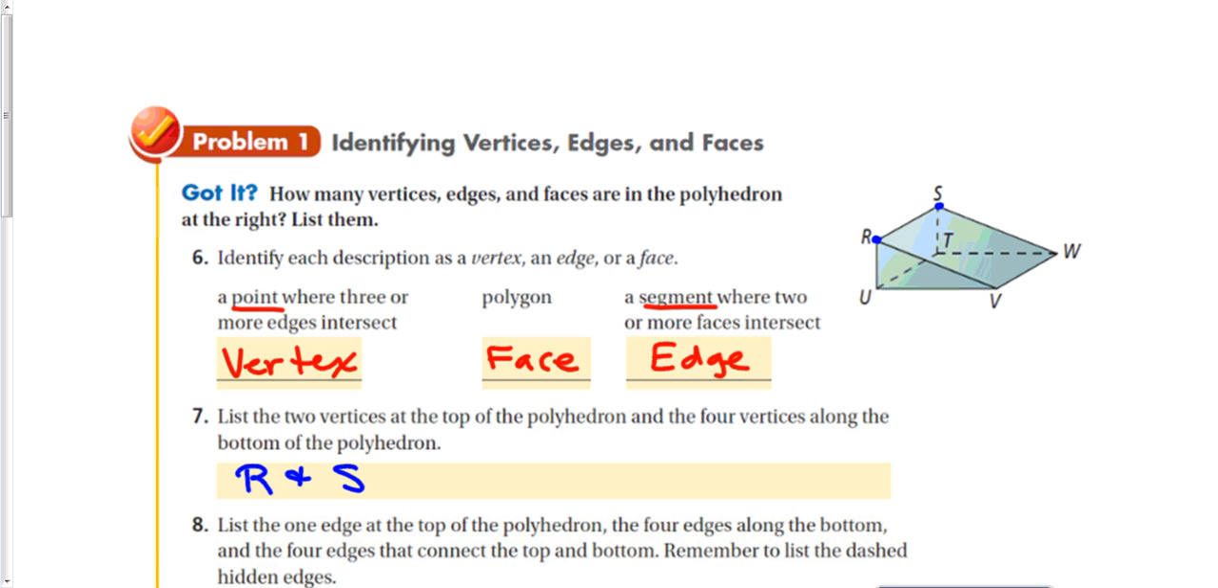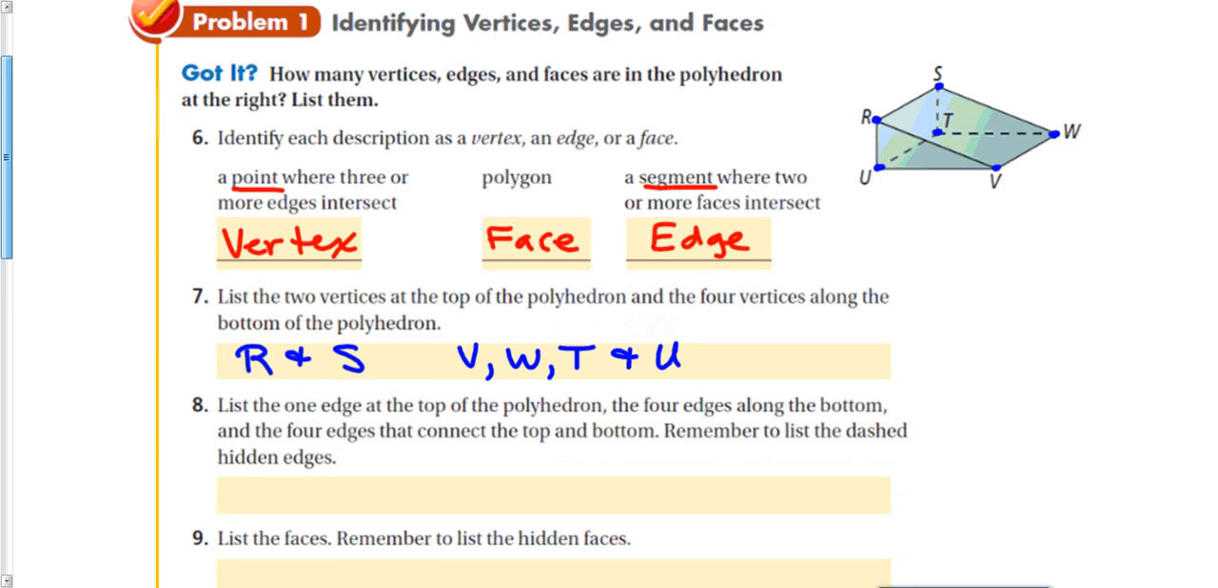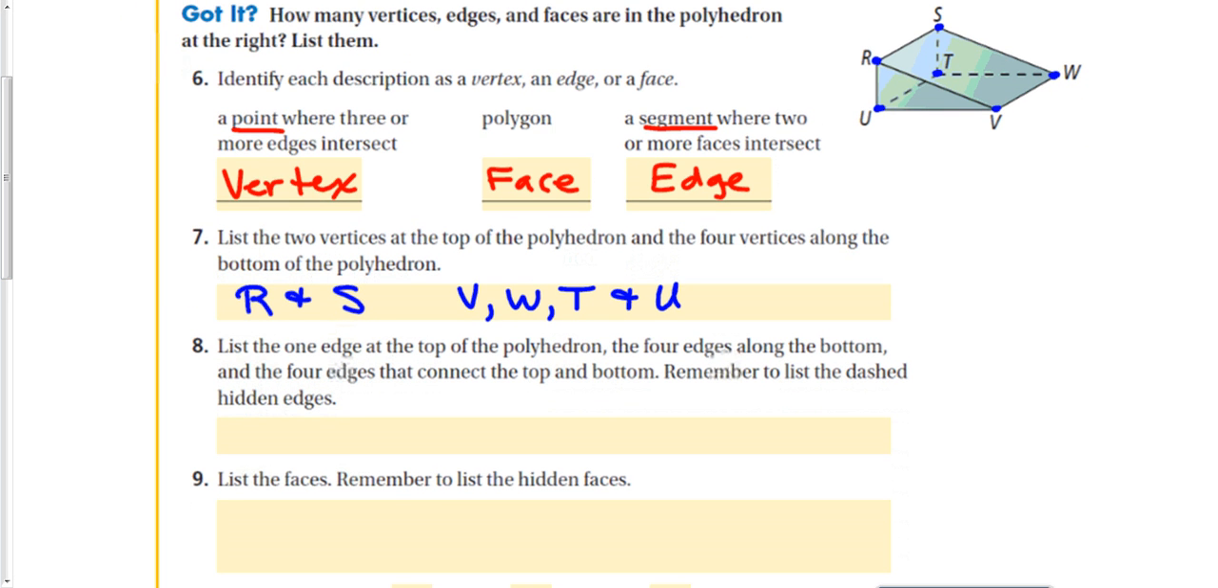And then it says the 4 vertices along the bottom. So on the bottom, I've got V, W, T, and U. Number 8, list 1 edge at the top of the polyhedron. So let me get an edge at the top. This edge is called RS.